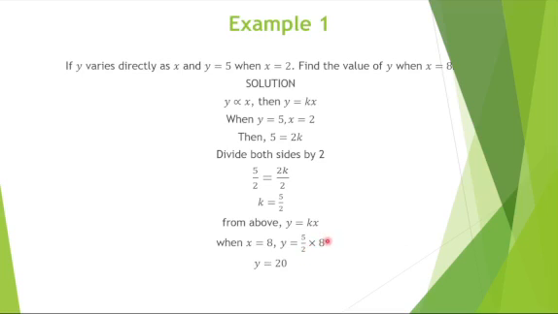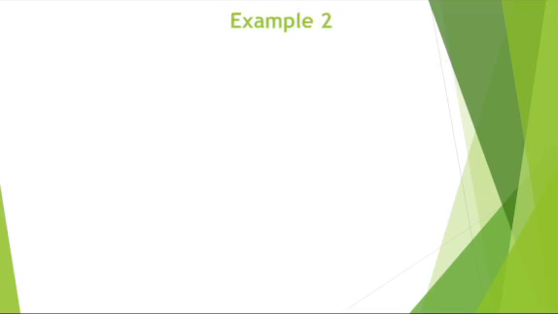2 can divide 8. That will give you 4. Then 4 times 5, you have 20. So we have solved the first question. Let's try another example.